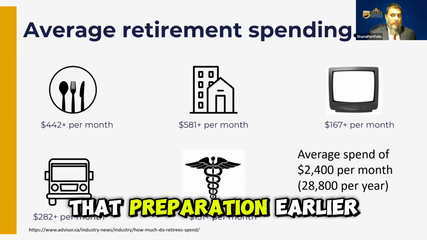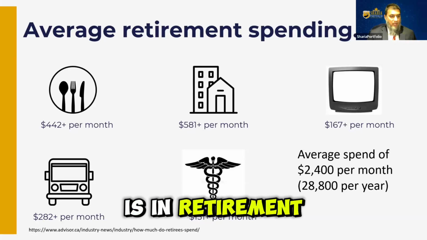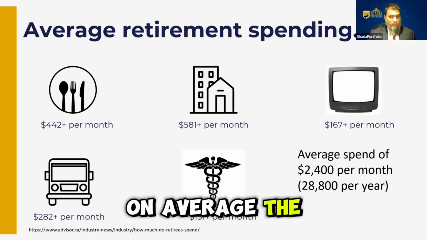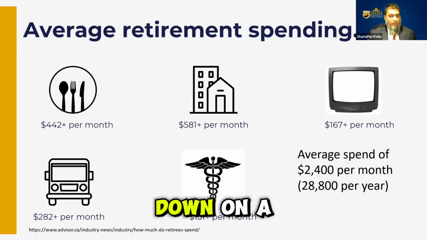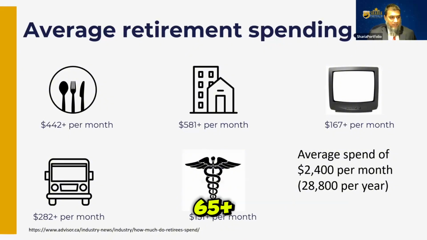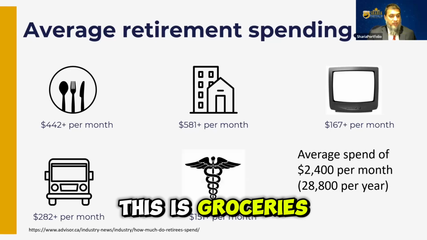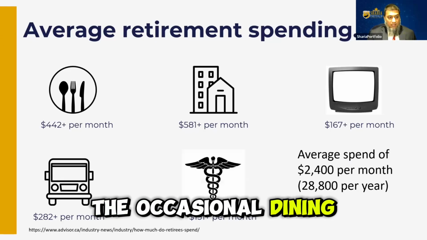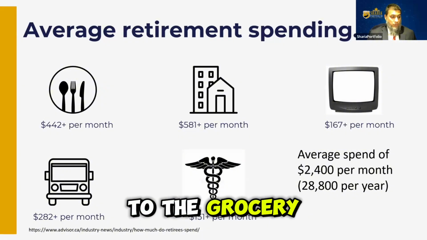Looking at what the average spend is in retirement. On average, the average person is spending just about $28,800 per year. And this is how it's broken down on a month-to-month basis. This is how the average individual, 65 plus, spends money. About $442 on average goes towards food. This is groceries, the occasional dining out that we can do on a fixed income. Again, this is just trips to the grocery store mainly.